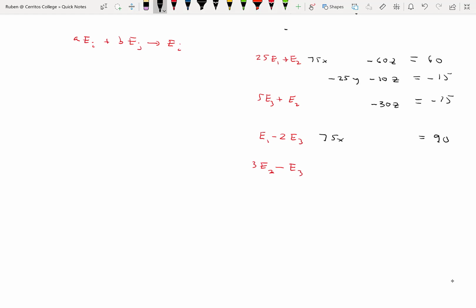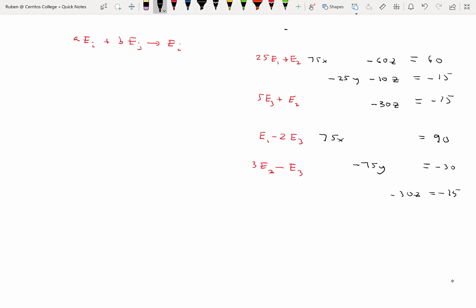That's going to get rid of the z. It's also going to keep me with the negative 75y. Why does that become negative 75? Because negative 25 times 3 is negative 75. And that leaves me with negative 30. And I'm not doing anything with the third equation. Negative 30z equals negative 15. Looks like we're almost there.